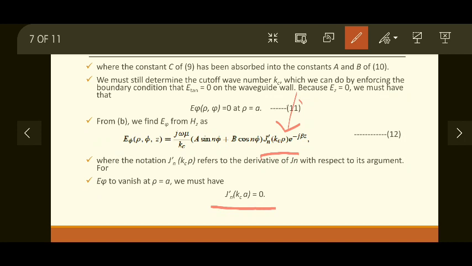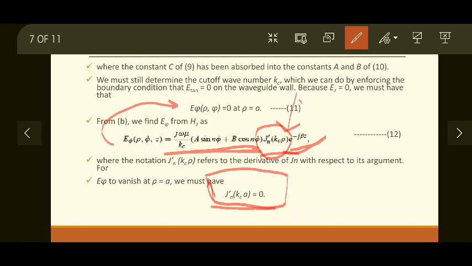Why? Now for boundary this value is 0. Okay, now these values cannot be 0, these are non-zero values. e^(-jβz) cannot be 0. Okay, it is a non-zero value. So the only thing that can be 0 is the derivative of Bessel function, and that's why we must have Z'n(kc a) instead of rho. Now I am saying a because this is a boundary condition. Z'n(kc a) is equal to 0.